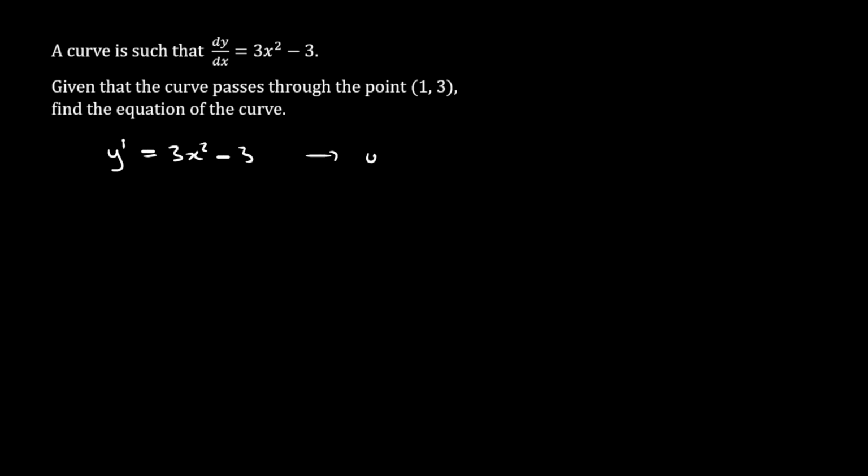So if we reverse differentiation, then we add 1 to the power, and we divide by the new power. And we know that minus 3, if you reverse that, will become minus 3x. We can't forget we've got to include the constant term at the end. Now, if we simplify this, we get y is equal to x cubed minus 3x plus c. So then the question is, we don't know what this constant term is here. But we can use our coordinate point to find out that constant.